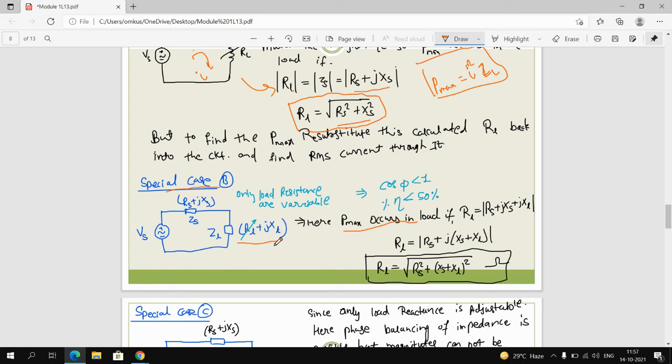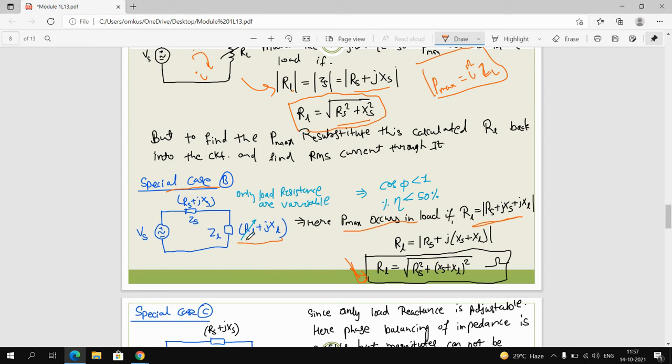So here you put this value of RL in such a way that the magnitude of RL plus jXS plus jXL equals that quantity. Then only will you get the maximum value of power transfer to the load. So when you put that value in this circuit, you will get this as your final equation, right? And the process is the same.